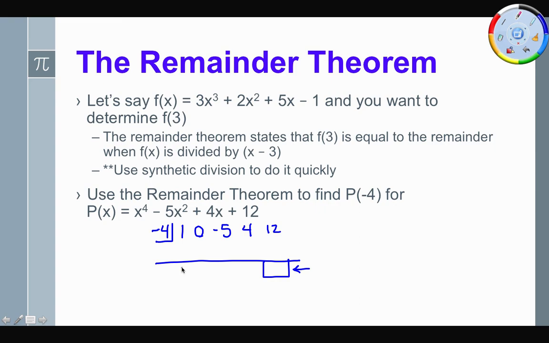And the process continues. We're going to drop the 1, multiply by negative 4, and add. Multiply by negative 4, which is 16, and add. Multiply by negative 4, which is negative 44. Oh no, these numbers are getting big. Add, we get negative 40. Negative 40 times negative 4 is 160. And if we add those things together, we get 172 as our answer. So that means this is equal to 172. And there we go, that's our final answer.